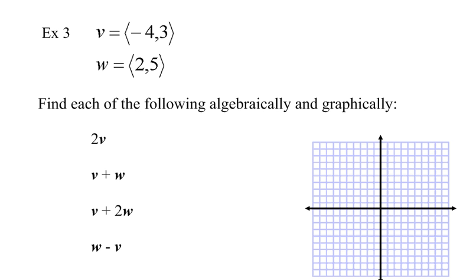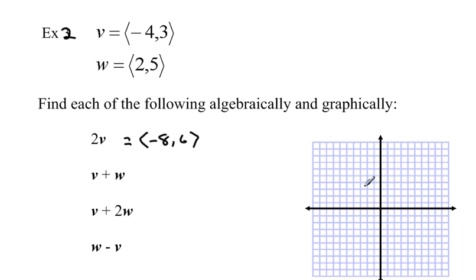Okay, so that gets us into our next example. Actually, this is example 2, my apologies. So let's say we're given these two vectors. Let's figure out each of these. So let's first do this algebraically. Algebraically, this is the easiest way to do this. Algebraically, that just means let's multiply vector v by 2. And if you do that, you get negative 8 comma 6. That's all it is. It's that simple.